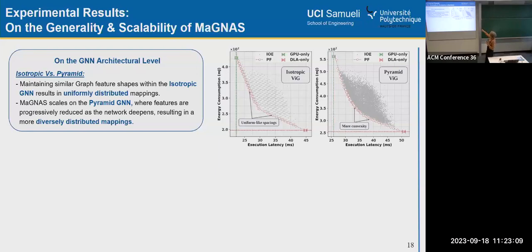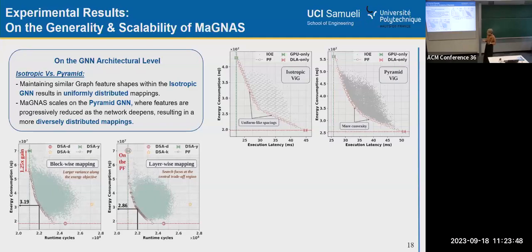For instance, if we compare the two results here, we can see that in the isotropic case, we have uniform mapping distributions over energy and latency. Whereas when we go to a more complicated GNN architecture, which is the pyramid one, we have more non-convexity in the optimization stage. So if we, for instance, consider just a mathematical formulation to assign the weights or the ratios on the GPU and DLA, it will not work for the second case because the problem is more complex.